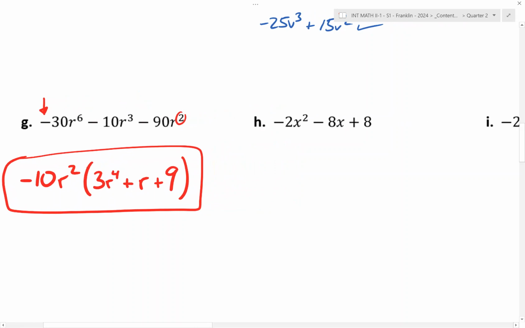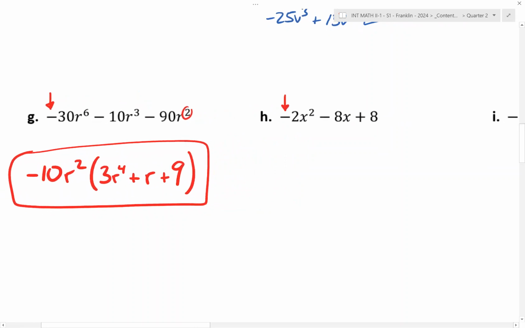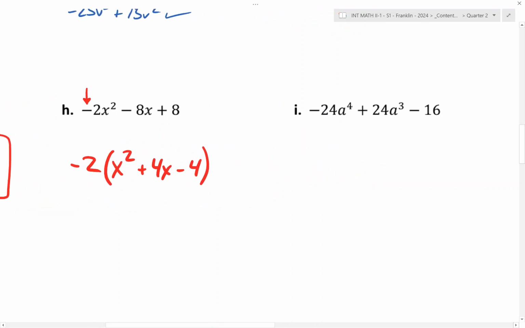Okay, example H, again, leading coefficient is negative, so that's what we'll use. And looks like our GCF is going to be negative 2. They don't all have x, so that's it. Let's divide. This just leaves us with x squared plus 4x minus 4. If they don't all have x, you can't use it as your GCF. Leave it out.